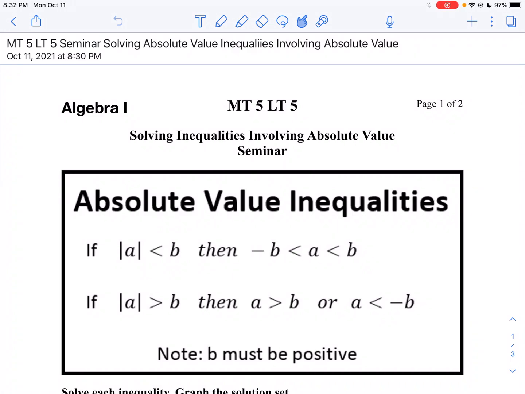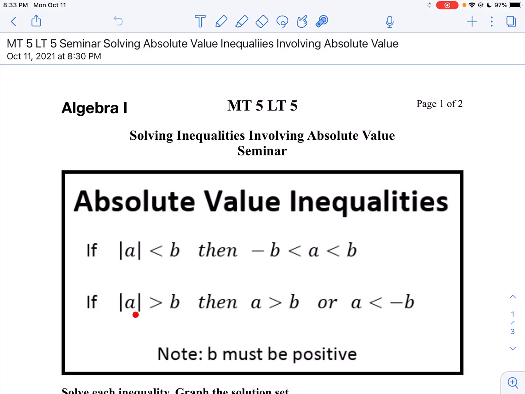Hello, in this lesson, I want you to solve and graph compound inequalities that have absolute values. Remember, when absolute value, the number inside could be that number or it could be the opposite of that number. So if you have an absolute value that's less than b, it's between negative b and b. It's "and," less than. That's how you remember it.